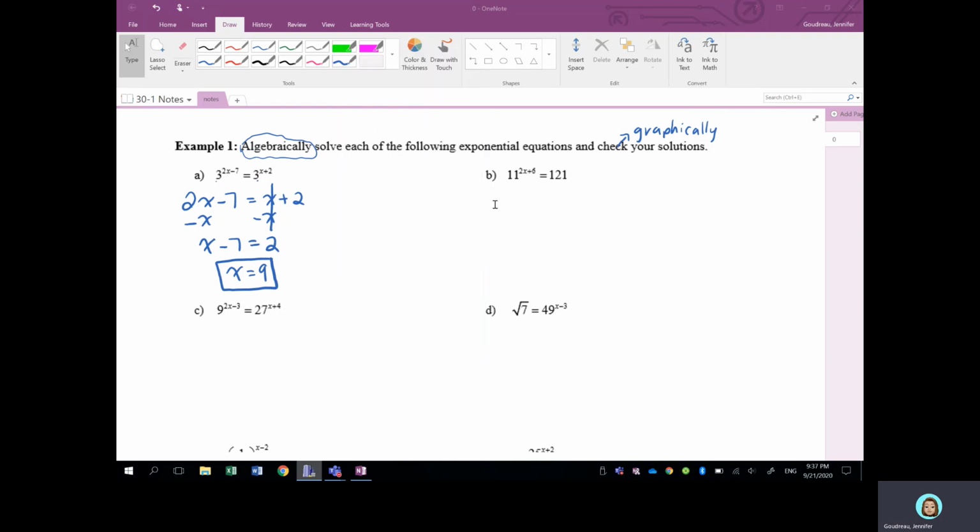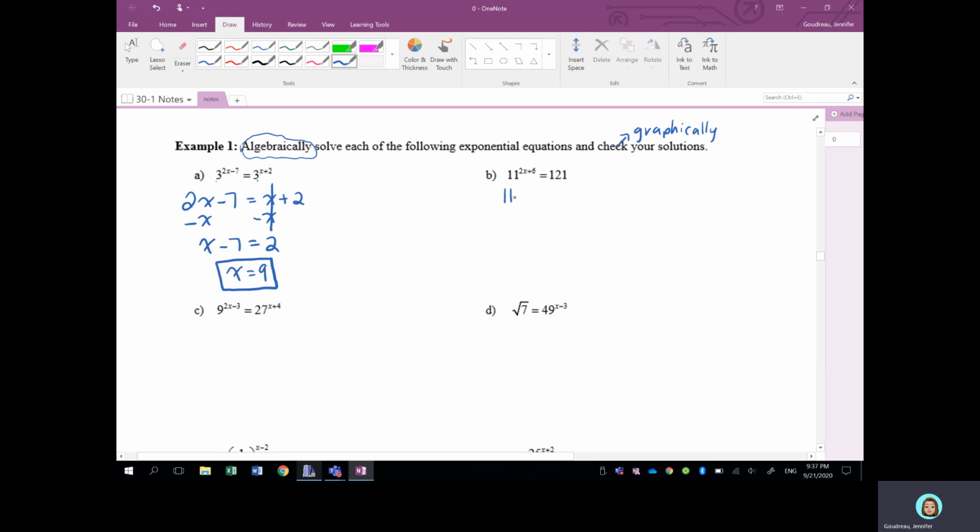Let's look at B. 11 to the power of 2x plus 6 equals 121. So we, first of all, can see right away, not in the same base. Our base here is 11. Our base here is 121. So we need to write these into the same base. And because I recognize 121 as 11 squared, I know that I can write both sides into the same base. So we're going to do that.